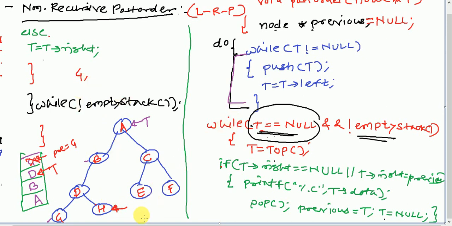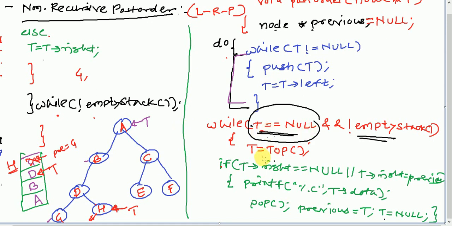Now H means this is pointed by T. Does T is equal to null? No. So this while loop will break, and again we will come into outer while loop. Stack is empty? No. So we'll come at do. While T is not null, we are going to the left of T. So currently our T is at H. We are pushing H onto top of stack. Now the left of H is null. So this will break here.